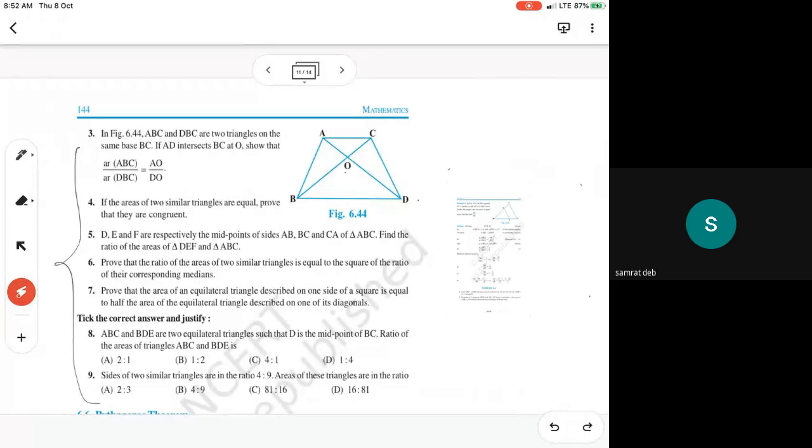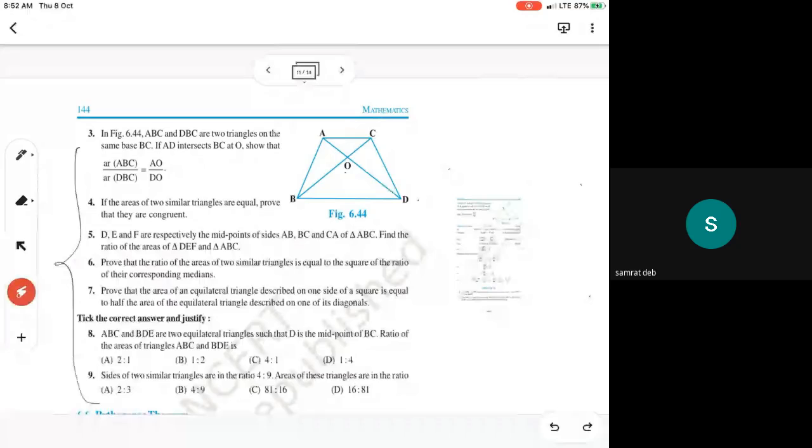So now, AD intersects BC at O. This is the point given to you. Show that the area of triangle ABC and DBC, these two triangles having the same base, is equal to AO by DO. You are asked to prove this. Here AO is not a side in that triangle and DO is also not a side in that triangle, so what to do in this case?